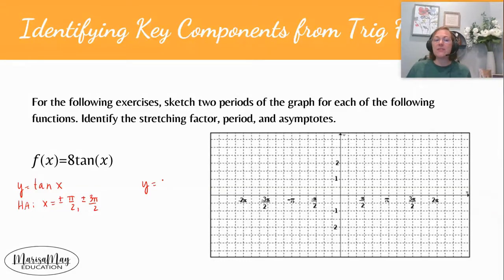So what does that mean for our graph of 8 tangent of x? Well, that means that 8 tangent of x is going to have the same asymptotes. So you can go on your graph and just draw those with dashed lines.